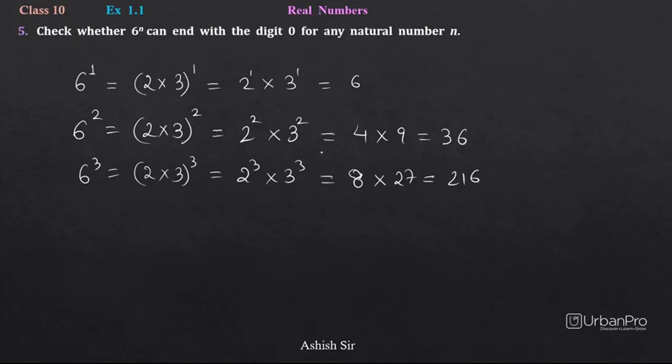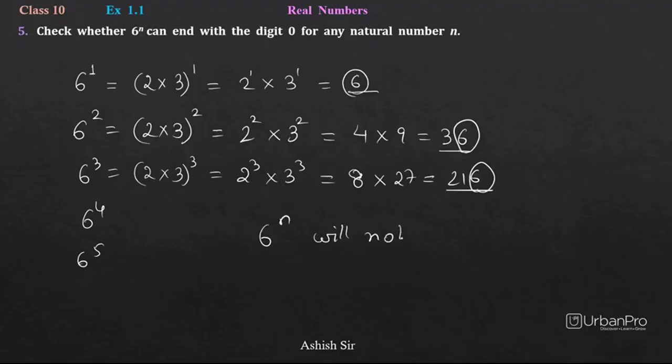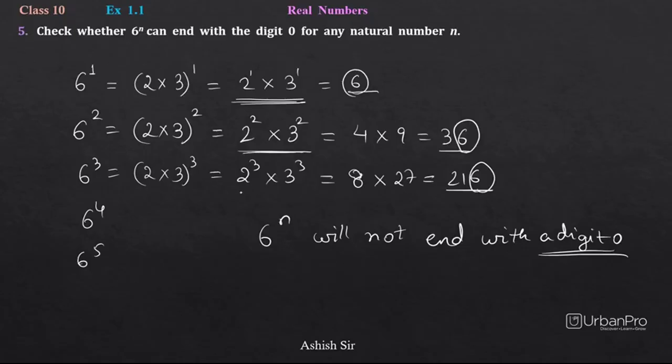Now if we see, it is never going to end in a 0. It is always ending in a 6. Even if we go for 6 to the power 4, 6 to the power 5, it is always going to end with a digit 6. And it is not going to end with a digit 0. So we can write that 6 to the power n will not end with a digit 0. Now, the answer we can get here in the factors itself, because the factors carry only 2 and 3.